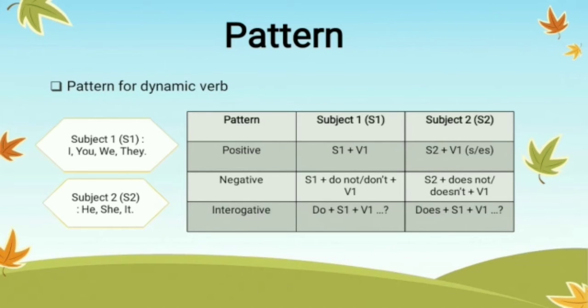To form a simple present interrogative tense sentence, usually use the extra do or does in front of the sentence. The formula is do plus subject plus verb 1 followed by a question mark if the subject is I, you, we, and they. For the subject he, she, it, we can use the formula does plus subject plus verb 1 followed by a question mark. If the verb is to be or modal, then don't use the word do or does.